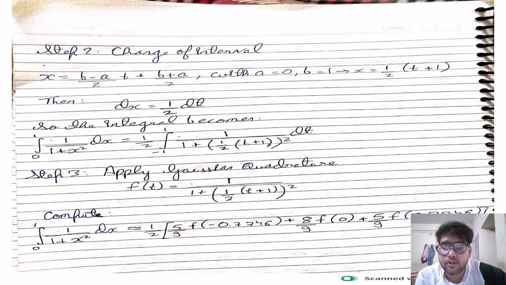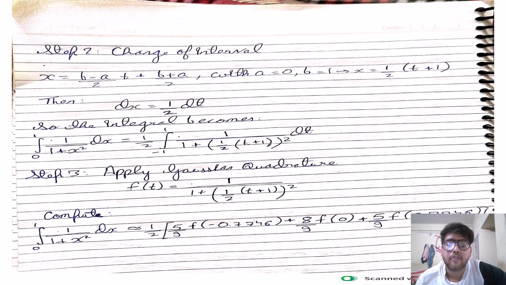And step 2 will be the change of interval, x equals (b minus a) upon 2 into t plus (b plus a) upon 2, with a equal to 0, b equal to 1, so x will become 1 by 2 into (t plus 1). Then dx is equal to 1 by 2 dt, so the integral will become the integration of 1 upon 1 plus x square dx from 0 to 1, which is equal to 1 by 2 times the integration of 1 upon 1 plus (1 by 2 into (t plus 1)) whole square dt from the interval -1 to 1.